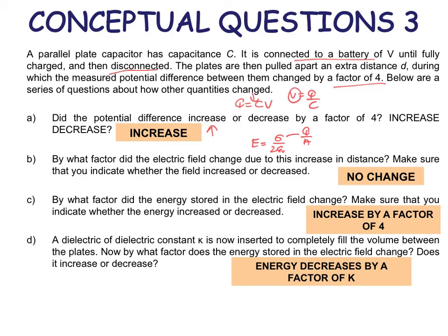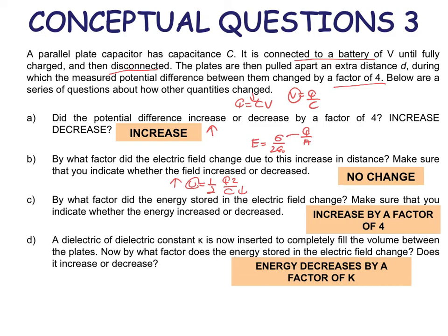By what factor did the energy stored in the electric field change? Make sure that you indicate whether the energy increases or decreases. It's going to increase by a factor of 4, because we use the formula U equals 1 over 2 Q squared over C. Your C decreased by a factor of 4, so your potential energy is definitely going to increase by a factor of 4.